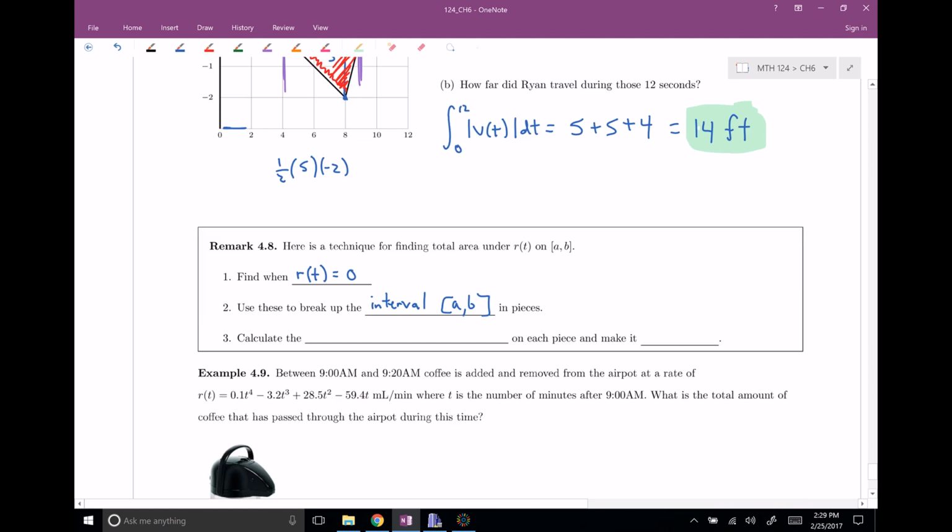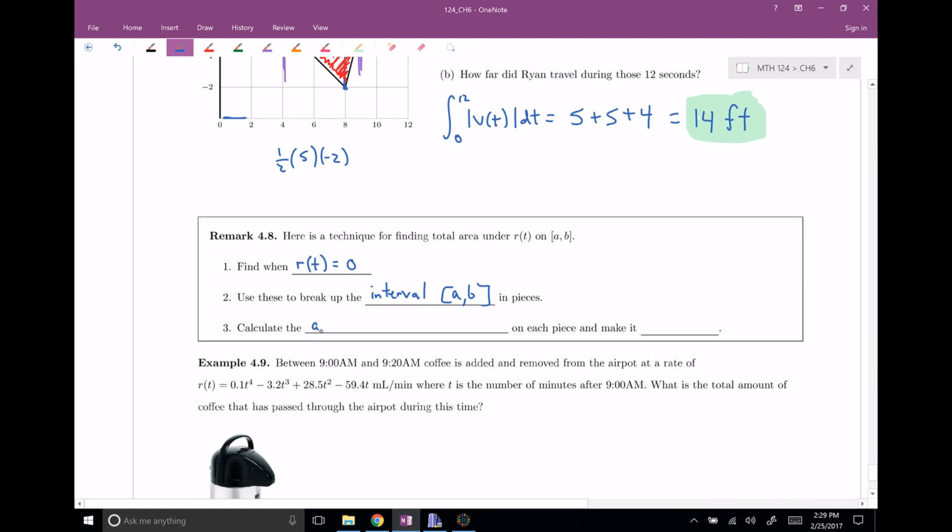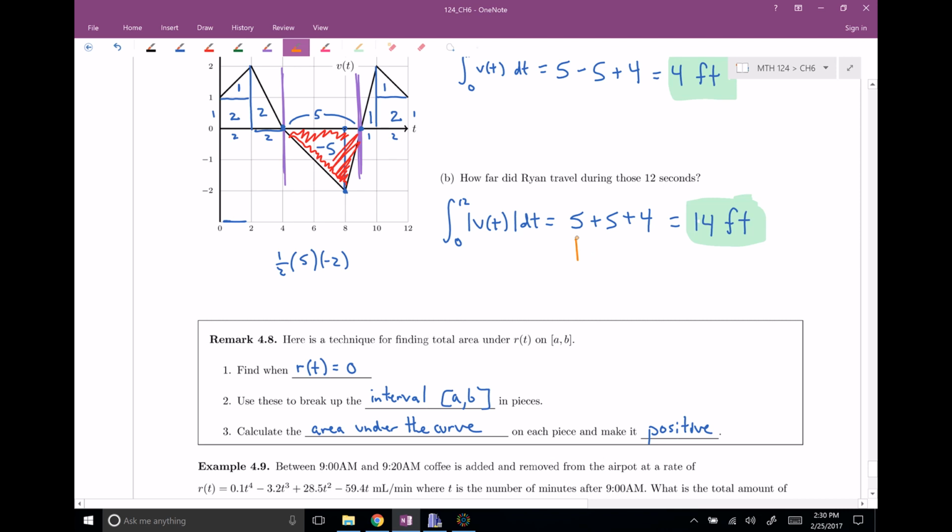And then finally, calculate the area under the curve on each piece and make it positive. So that's what I did here in this last step. I calculated 5, 5, 4. Technically that second one was negative 5, but I just made it positive. I was like, I'm going to count this as positive 5. Add them all together, and that's a way that we can actually find total area.